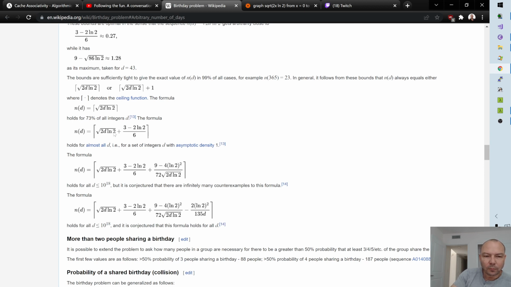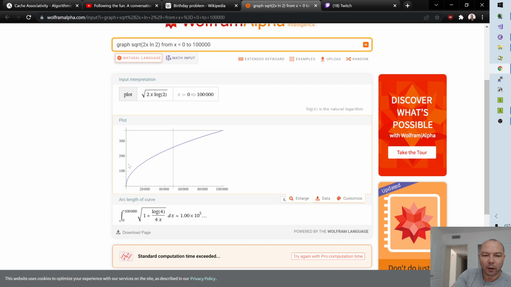You can add in this correction term or whatever, but this isn't going to change your result. It's basically the same graph. Well, I have more to learn about this, so that's interesting.